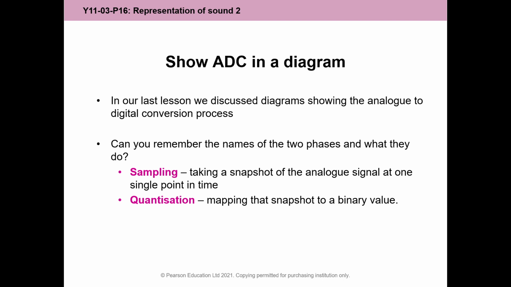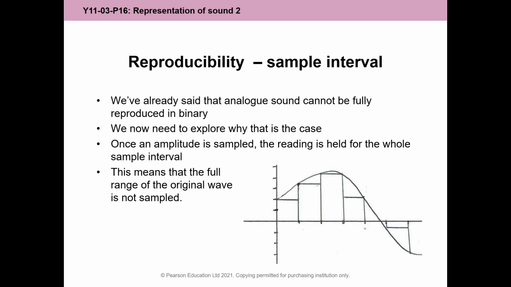So we want to be able to show a diagram. It'd be nice if there was a diagram. Here we go. This is the analog signal. That's a sample, that's a sample, that's a sample. What are we actually sampling? Well, we're sampling the amplitude, the size of the waveform at a particular moment in time.